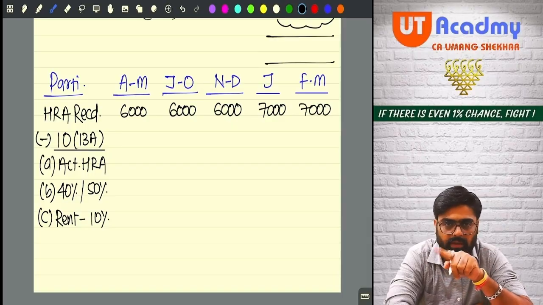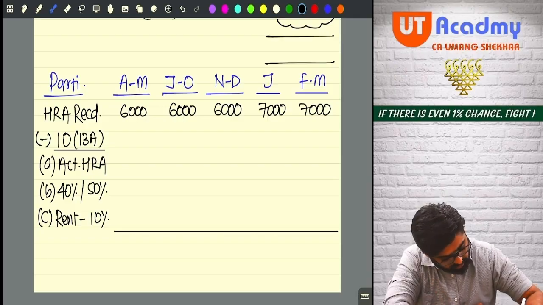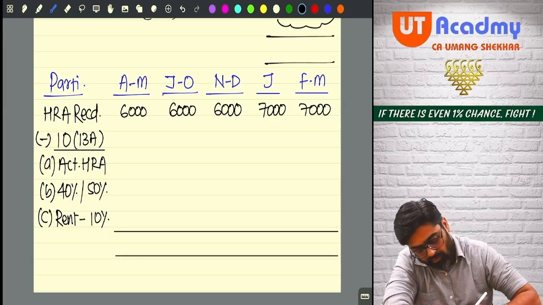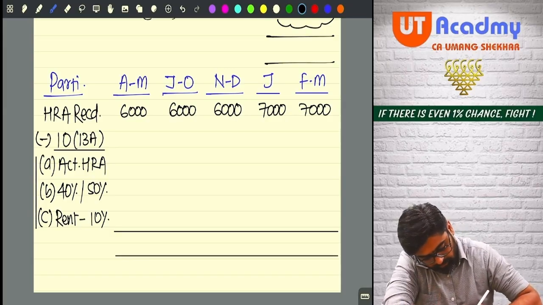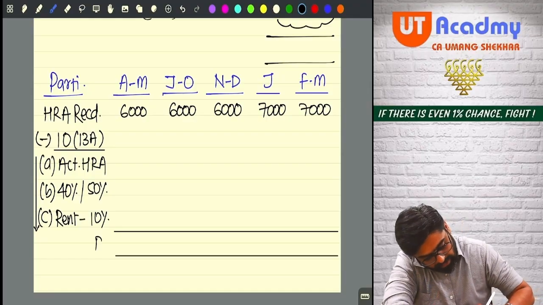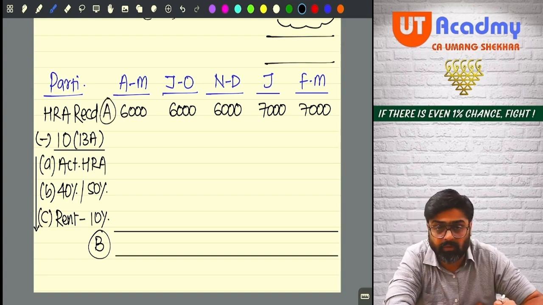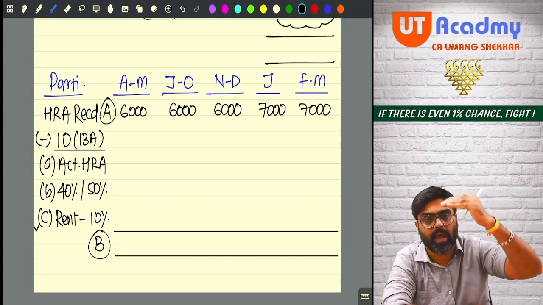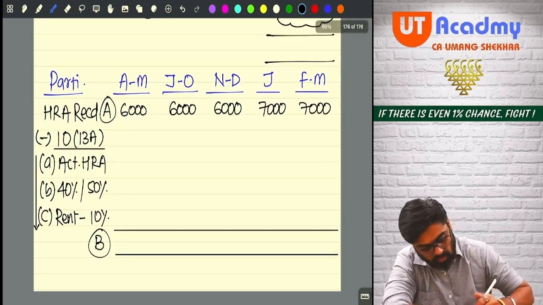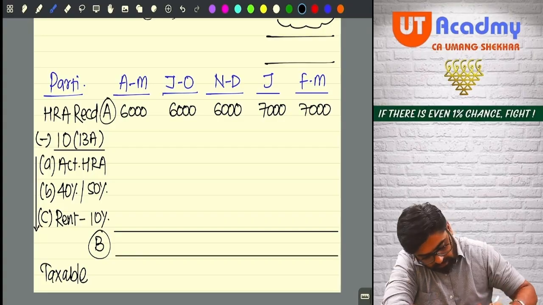Okay, are you all understanding? These three limits you already know. So the lower of A, B and C will be my exemption. I will call it B. And this is HRA received, I will call it A. Out of HRA received, I will take exemption. Whatever balance remains, that will be my taxable HRA.